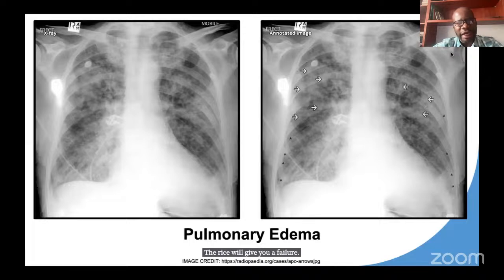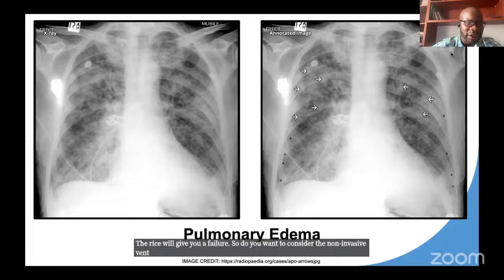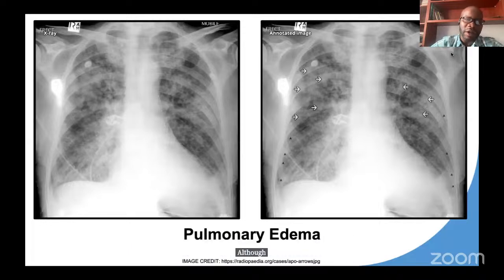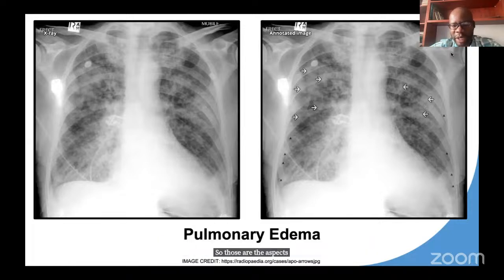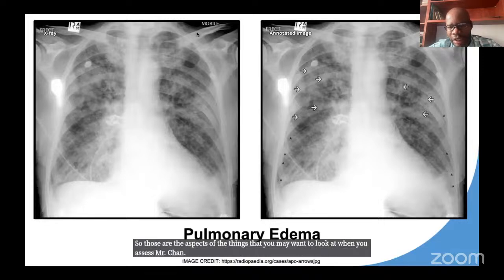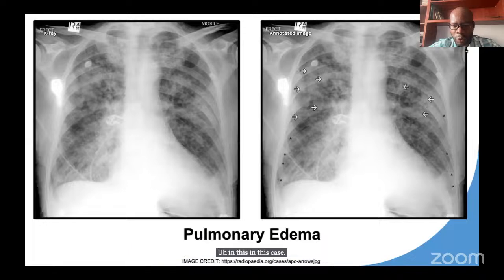So do you want to consider non-invasive ventilation for somebody who has got a right ventricular failure? Although again, if you have got left ventricular failure, they may benefit from positive pressure ventilation. Remember, your PEEP may help to reduce the pulmonary edema. So those are the aspects of the things that you may want to look at when you assess Mr. Chan in this case.